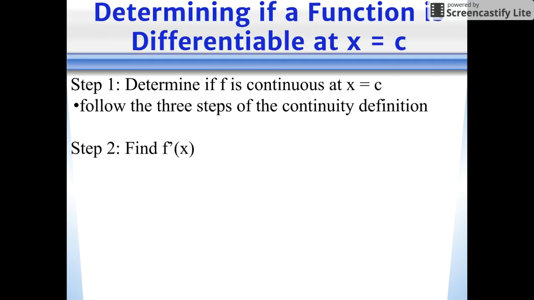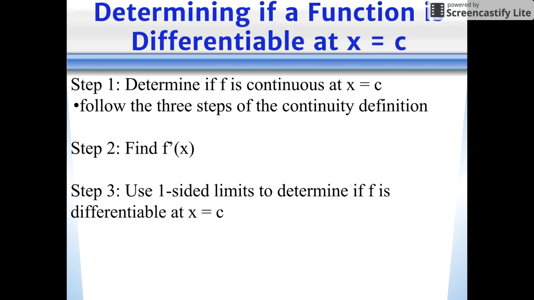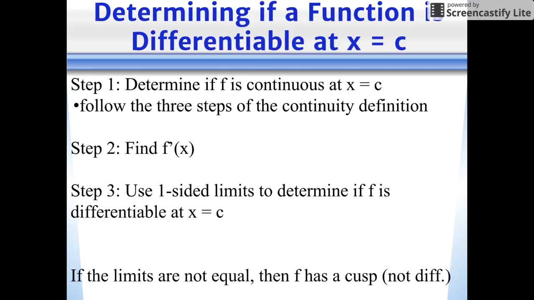The next thing is that you would need to find f prime of x's equation. After that, you are going to use one-sided limits to determine if f is differentiable at x equals c, meaning the left limit approaching c of the derivative and the right limit approaching c of the derivative are equal. If the limits are not equal, then f has a cusp and it's not differentiable.